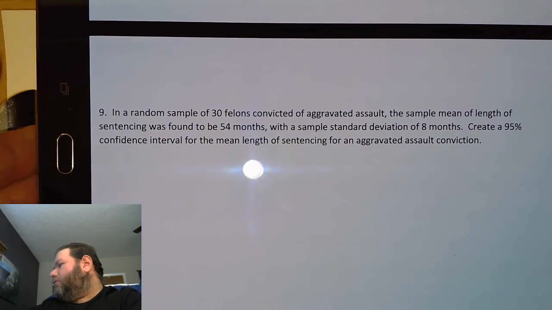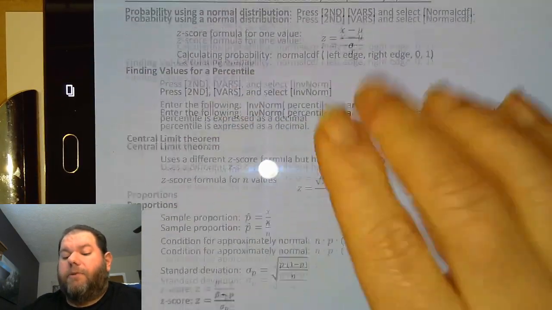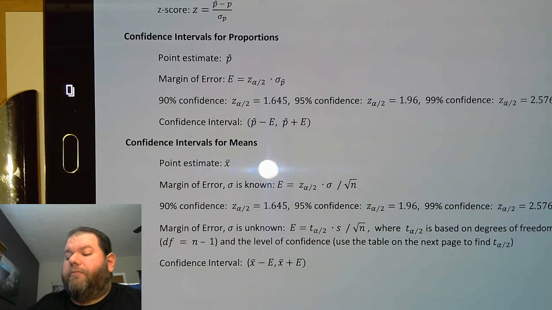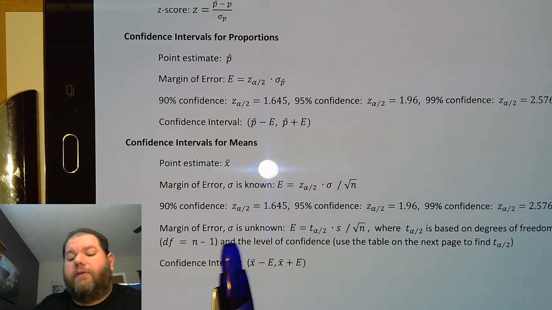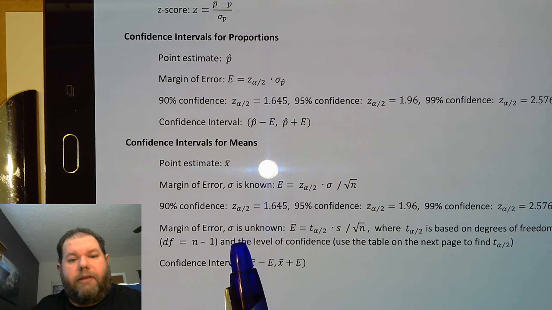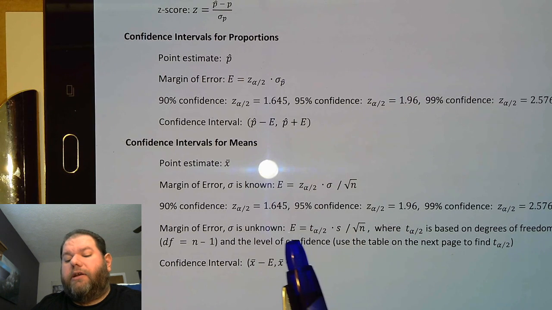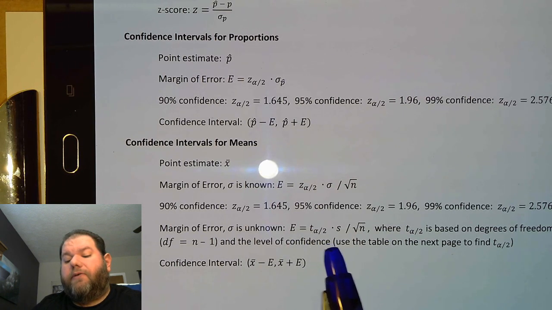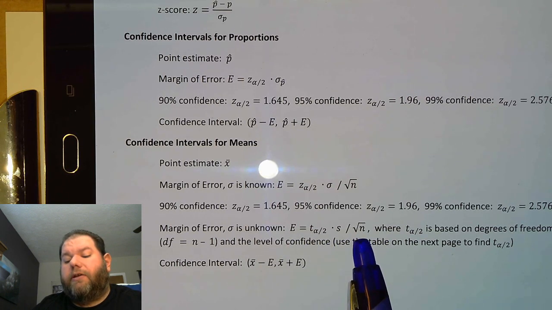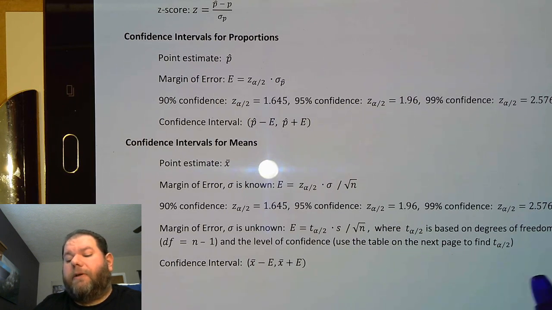Now again, if we look at the formula sheet I gave you, in this case sigma is unknown since they gave us the sample standard deviation instead. So E is equal to T alpha over 2 times S divided by root N, where T alpha over 2 is based on degrees of freedom, which is N minus 1, and the level of confidence. And I've got a table on the next page for that.